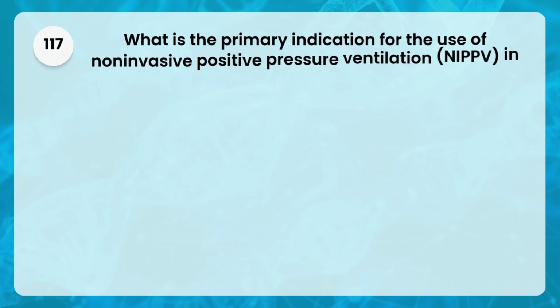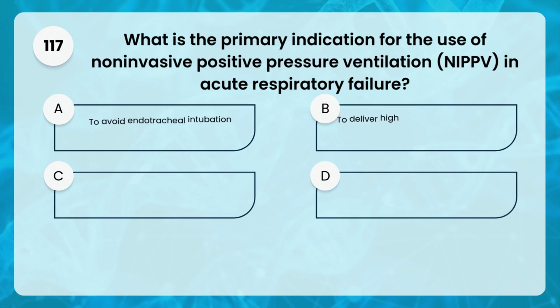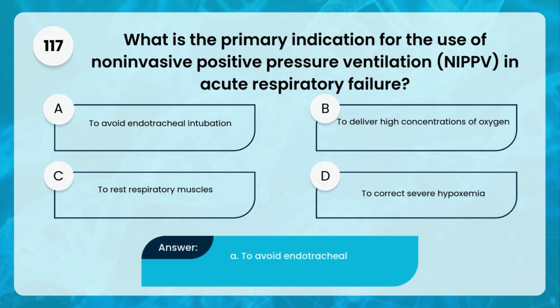117. What is the primary indication for the use of non-invasive positive pressure ventilation, NIPPV, in acute respiratory failure? A. To avoid endotracheal intubation. B. To deliver high concentrations of oxygen. C. To rest respiratory muscles. D. To correct severe hypoxemia. The answer is A. To avoid endotracheal intubation.